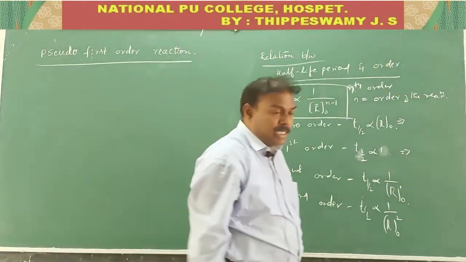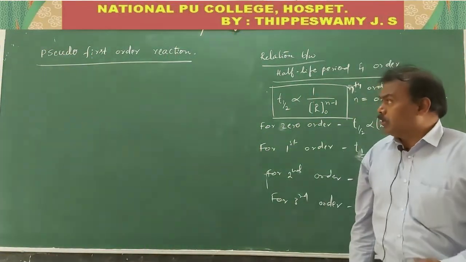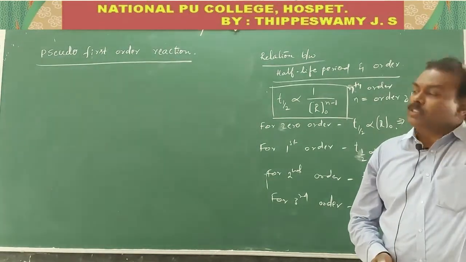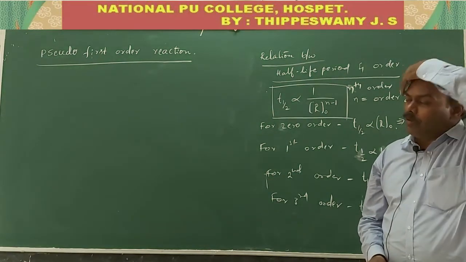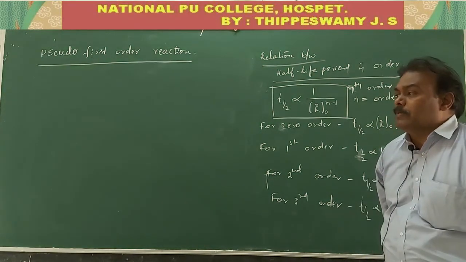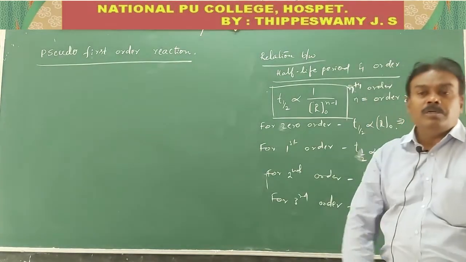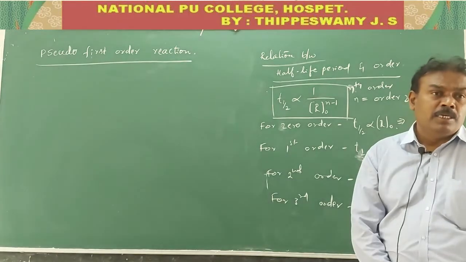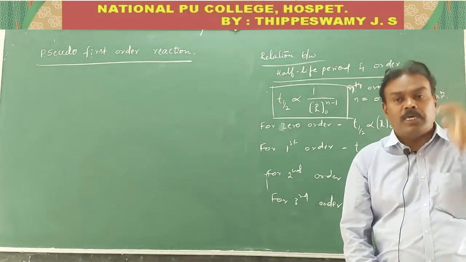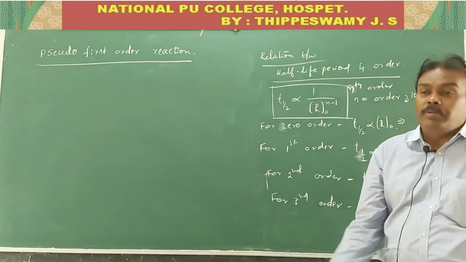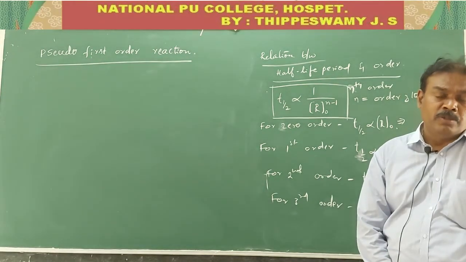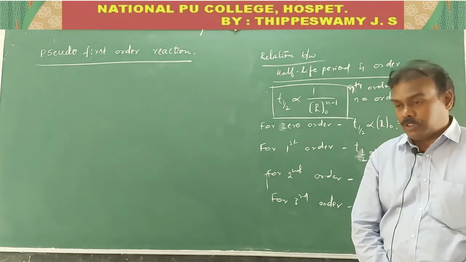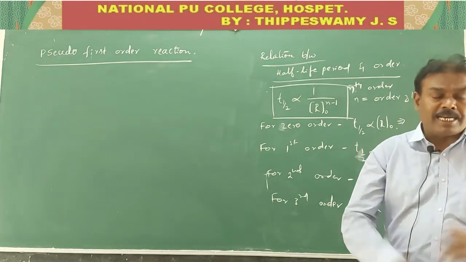Okay, in kinetics, one more term we should know is the pseudo first order reaction. There will be examples like pseudo order reactions. It may be pseudo first order, pseudo second order, or pseudo third order reaction. Pseudo means false. Pseudo means it is not correct, like that.